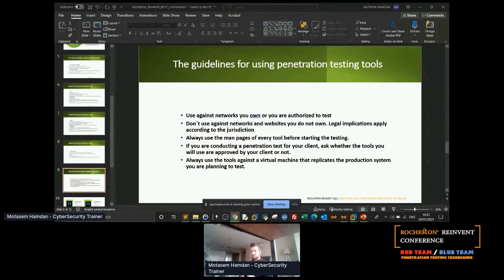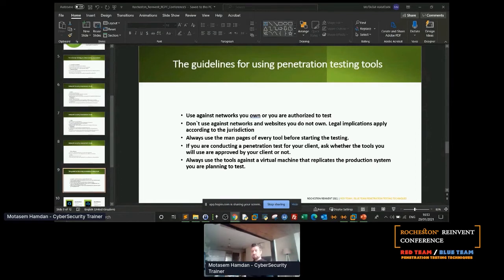Even if your client didn't explicitly mention that in the contract, just remind them. I want to get clear about what the approved tools are, or if you have any list of approved tools you want me to use. Other than that, you get a written approval from your client to use your own tools.